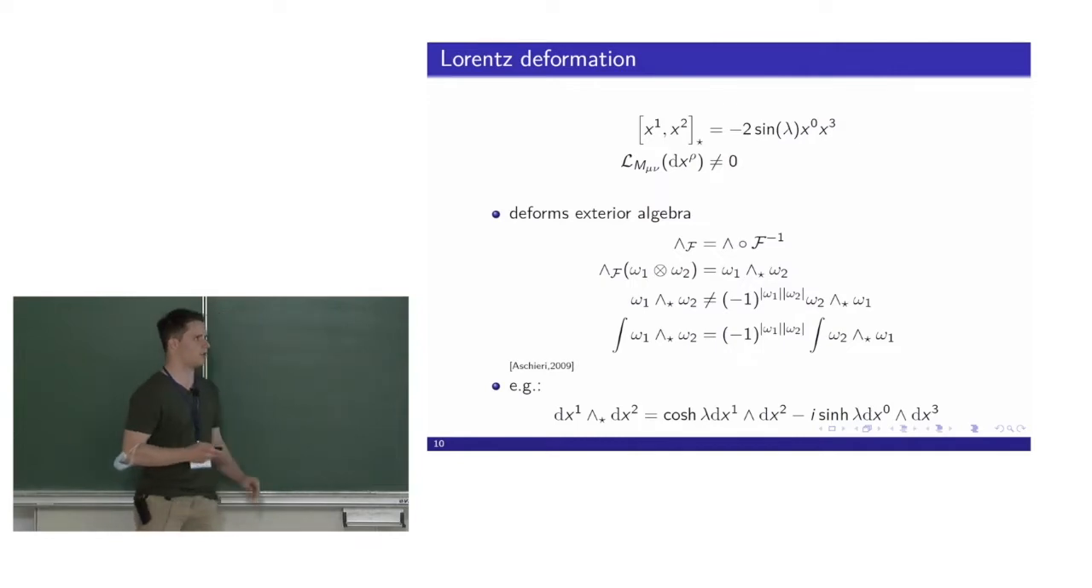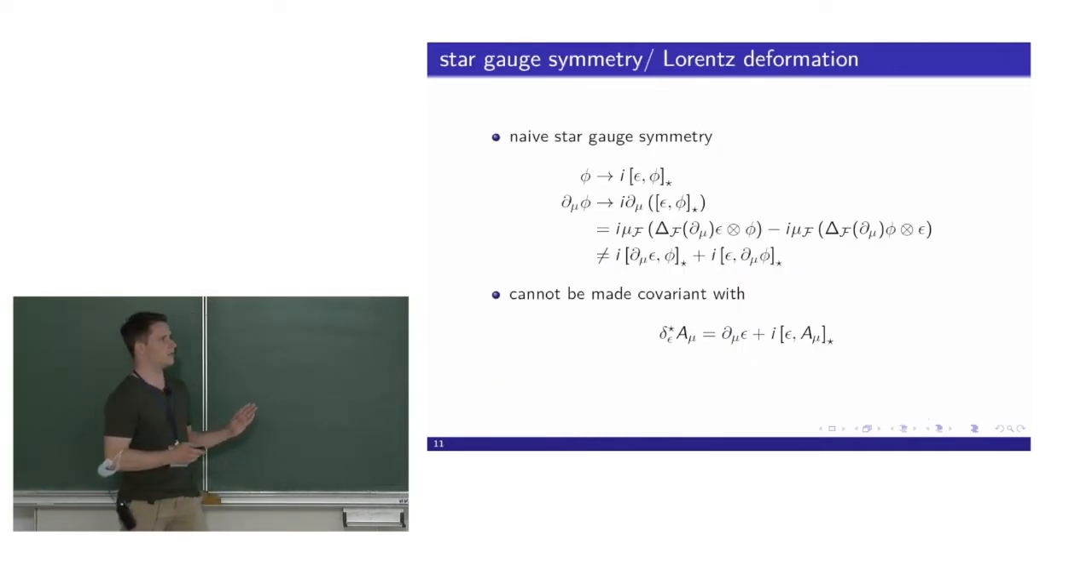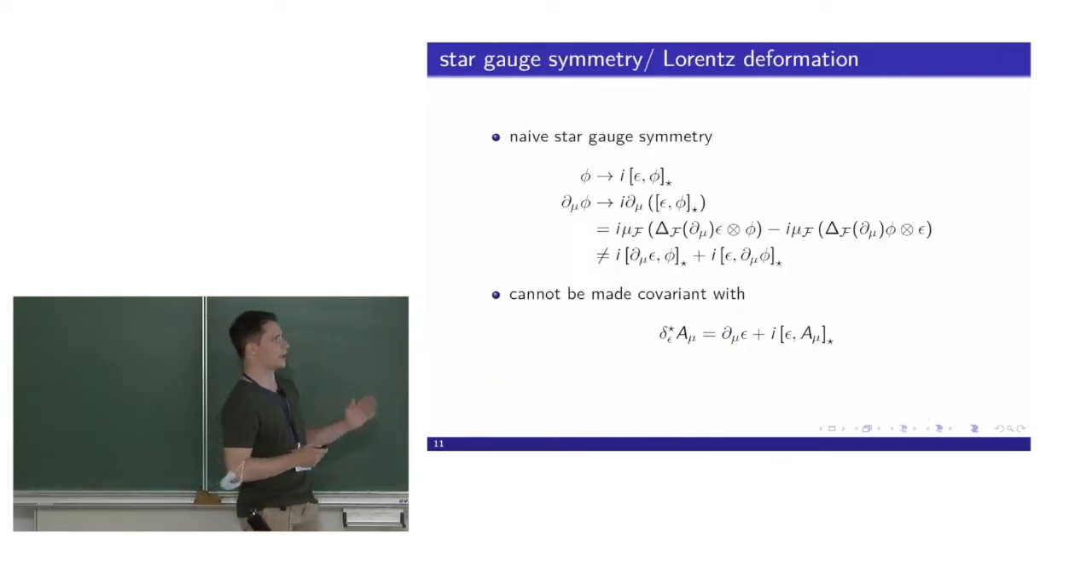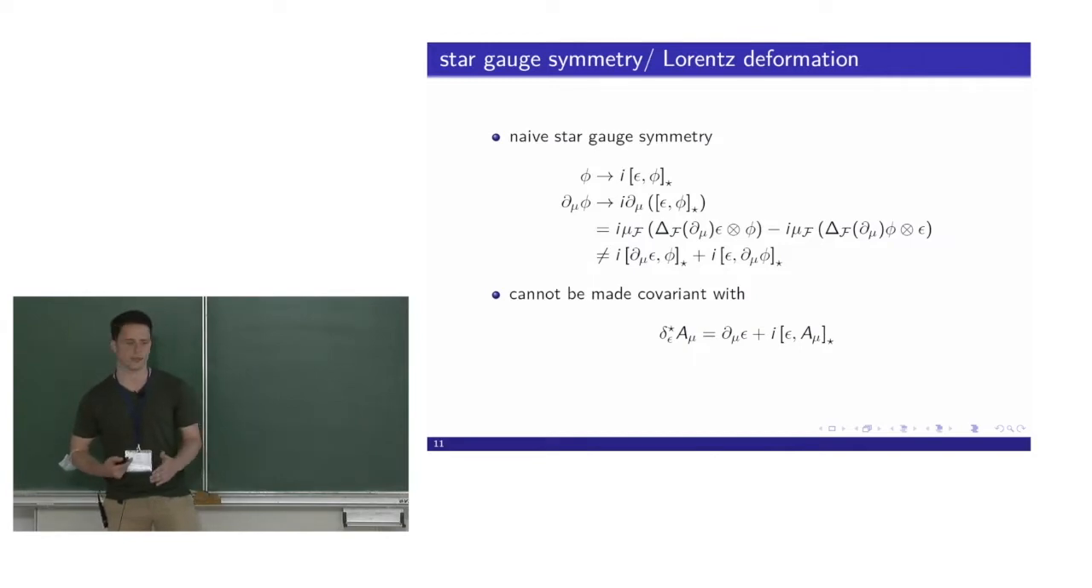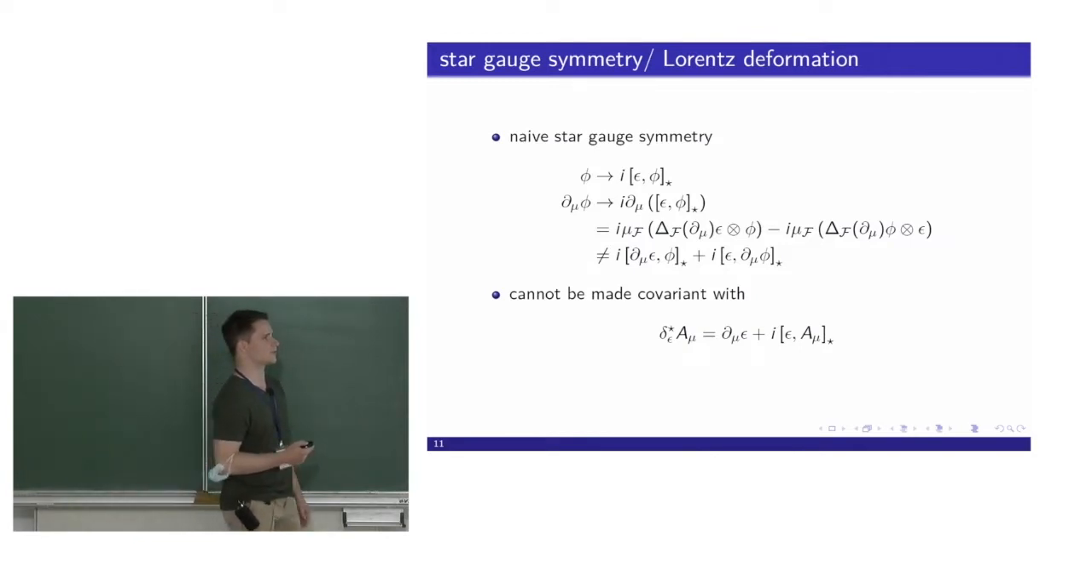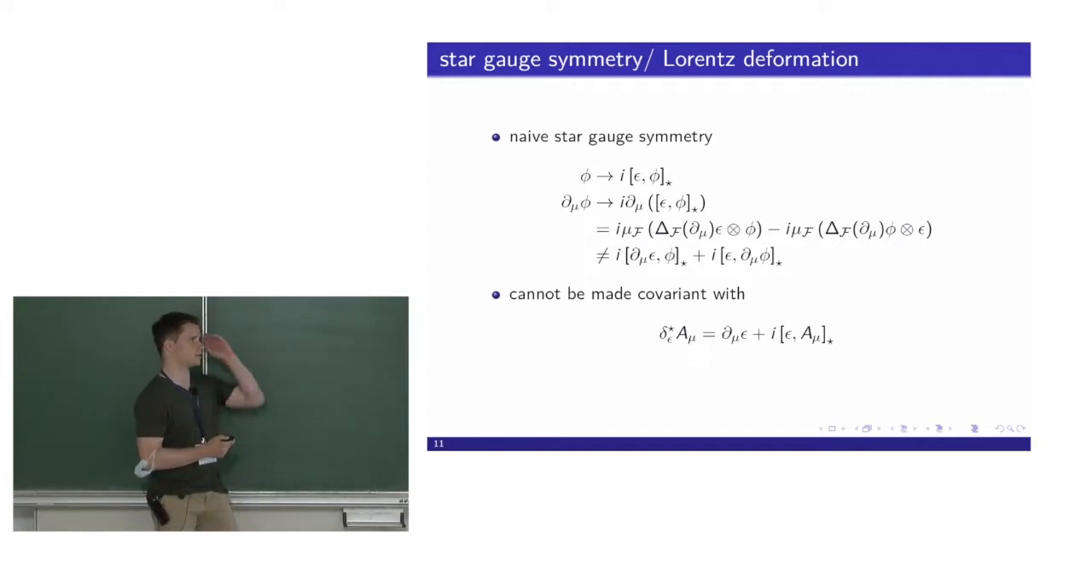Okay, we have a deformed exterior algebra somehow, but let's look at gauge transformations. In principle, we have learned from the canonical case that we need to consider star gauge transformations instead of the usual gauge transformations. So let's do the same. Let's consider an adjoint scalar field and just assign the star commutator as the transformation rule for this scalar field.